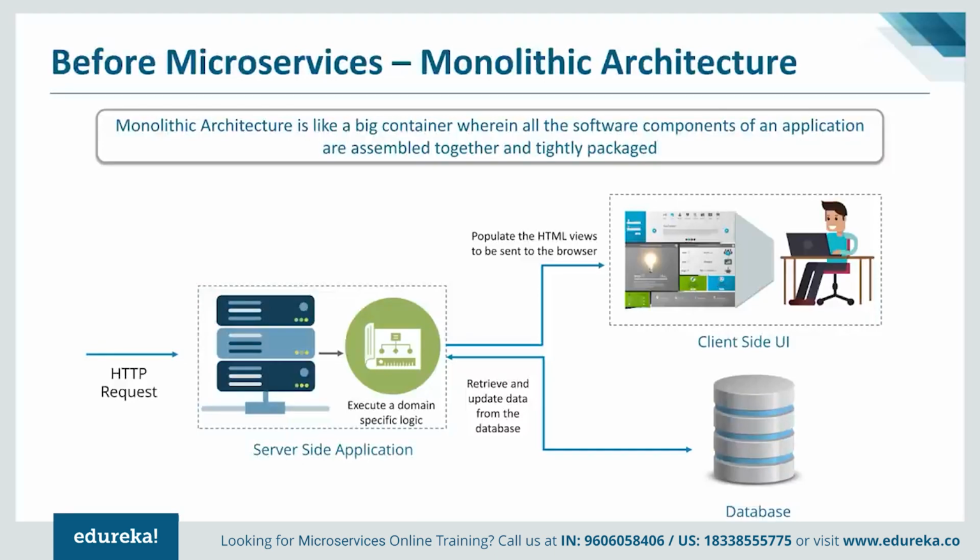In the example in front of your screen, there's a server-side application which executes a domain-specific logic. It will retrieve and update data from the database and at the same time populate the HTML views to be sent to the browser. So it is basically a big container, not divided into small services or small components. Even these components are pretty tightly coupled. I'll give you a better example of what exactly monolithic architecture is.